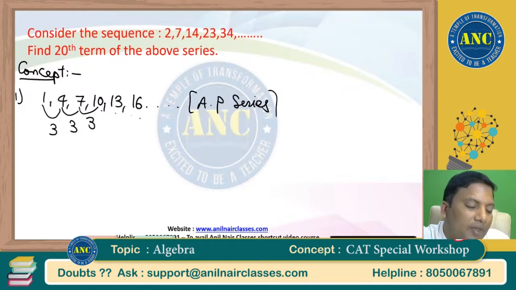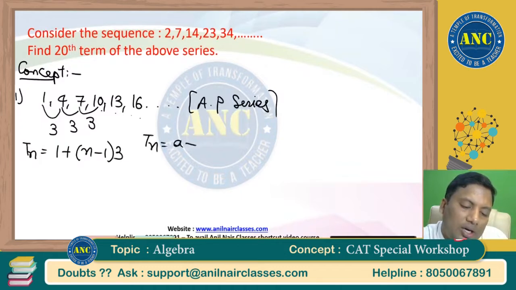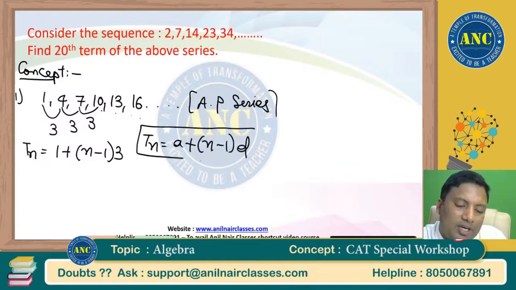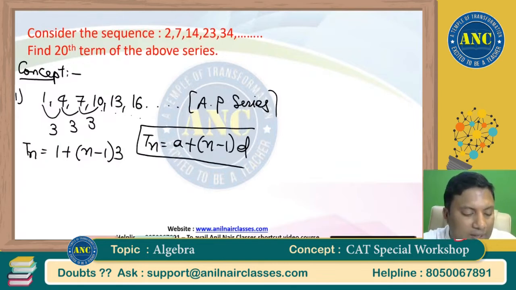Difference is 3. So Tn is nothing but a plus n minus 1 into d. This is something which you all know. So there are n terms, the gaps will be n minus 1.